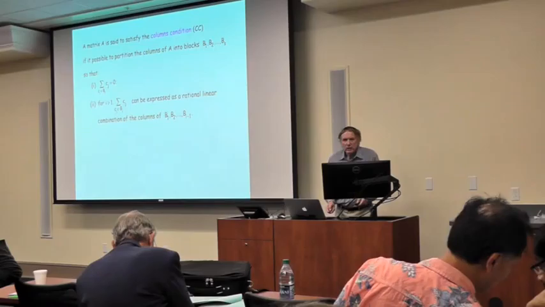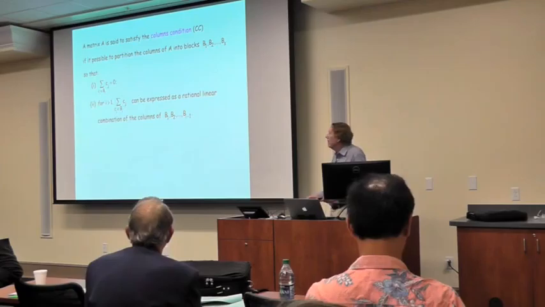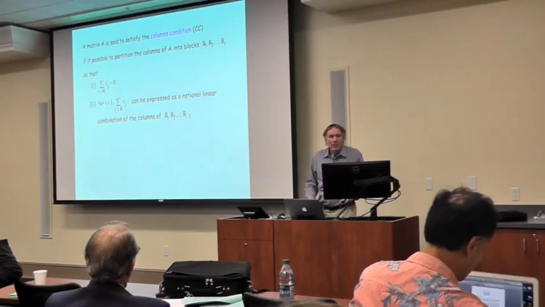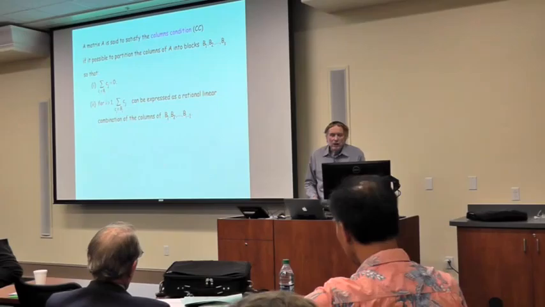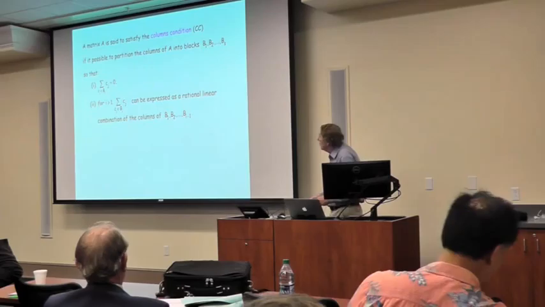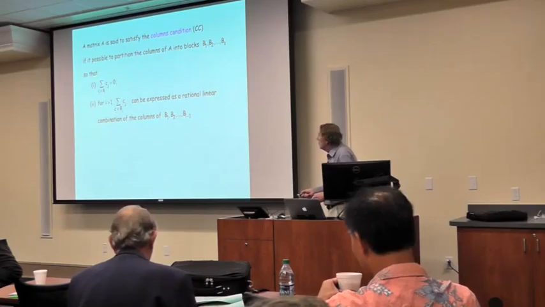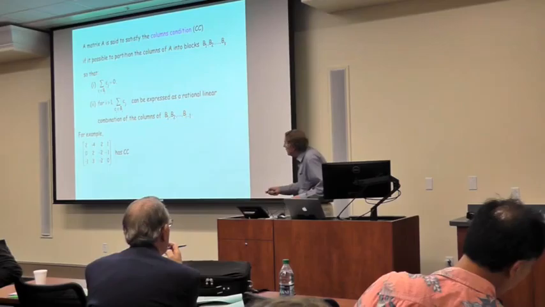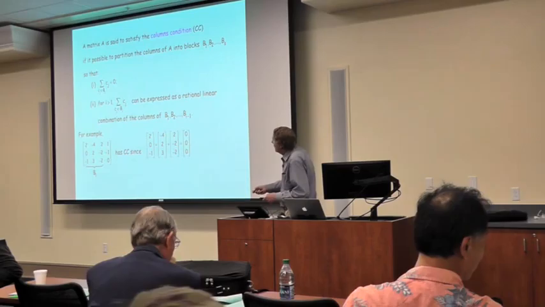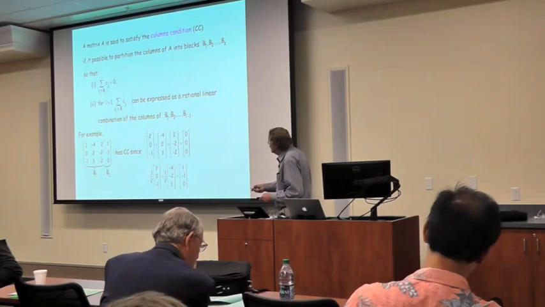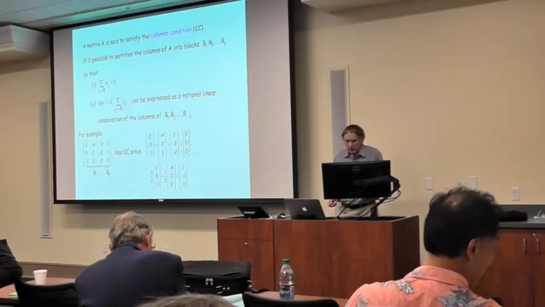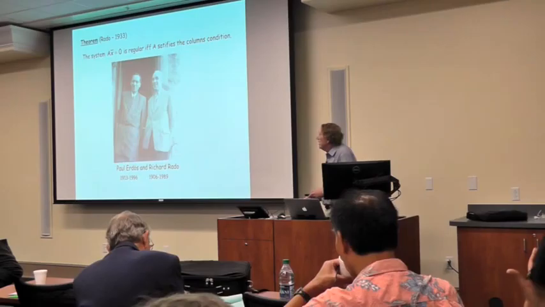Which matrices are going to have systems of regular equations? Well, there's a condition called the Rado condition, which is this condition. Suppose you can partition the columns of your matrix into blocks so that the sum of all the columns in the first block is zero, and for all the other blocks, the sum of its columns is a rational linear combination of the earlier columns. So for example, take this matrix here. I claim it satisfies the Rado condition. Why? If you look at the first three columns, their sum is the all-zero vector, and the fourth column is a rational linear combination of the previous columns. And the punchline is that the system is regular if and only if it satisfies the Rado condition.